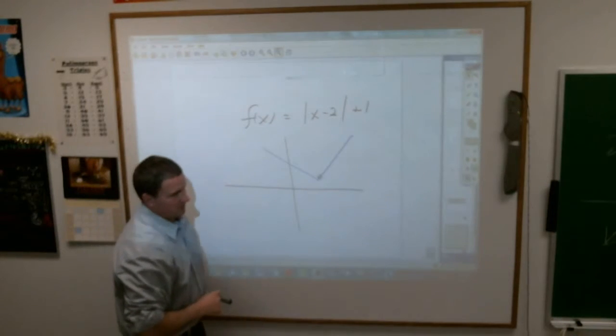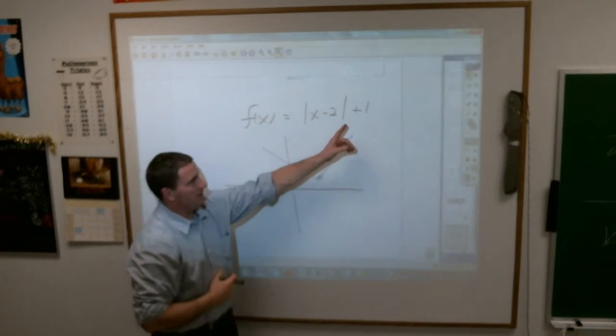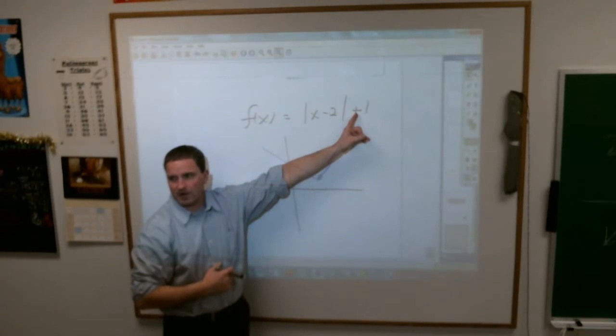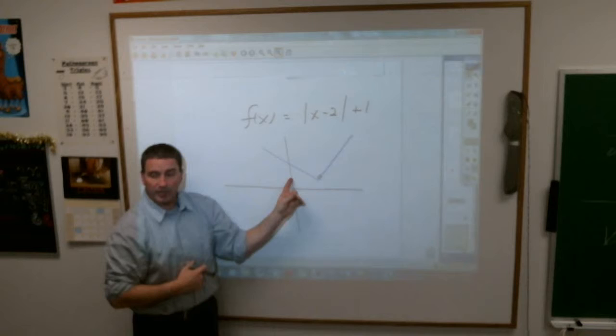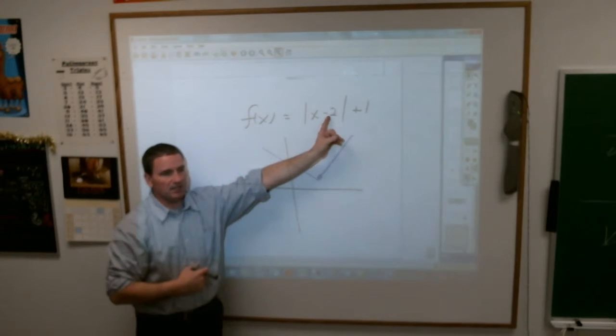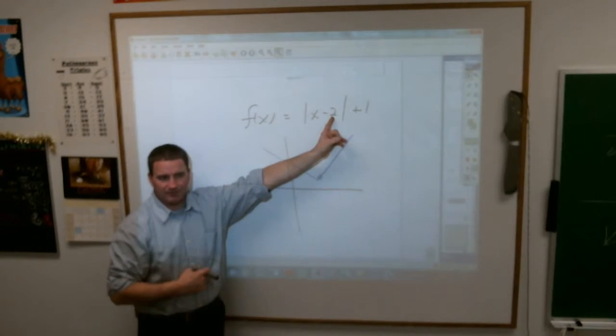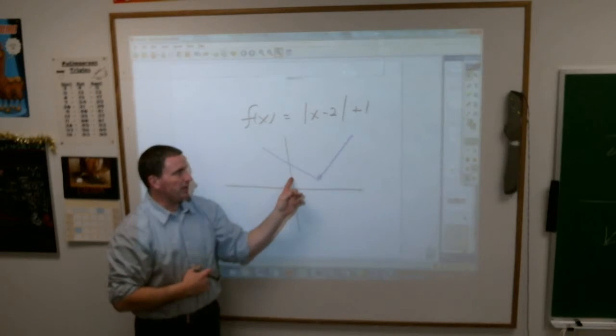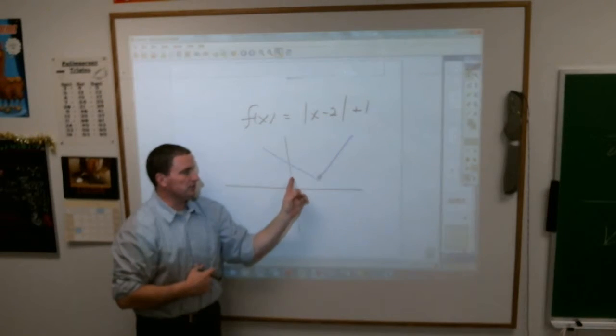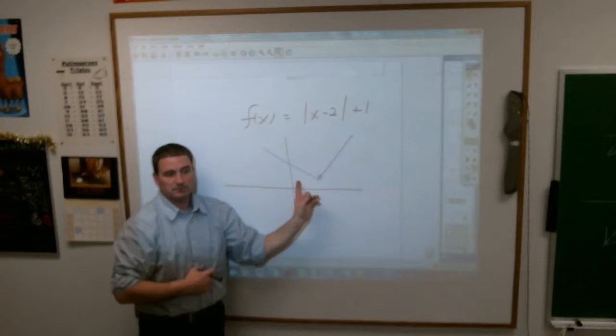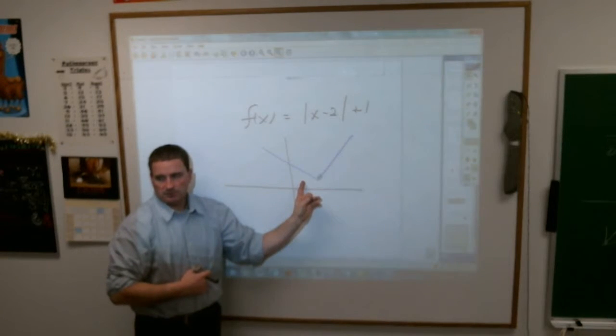Sorry, I'm too puzzled. This number tells you how far up or down it went: up 1. The opposite of this tells you right or left. Since it was up 1, the opposite of negative 2 is positive 2, it goes 2 to the right. So that's all we had to do, that whole page.